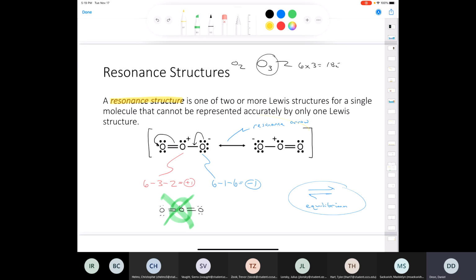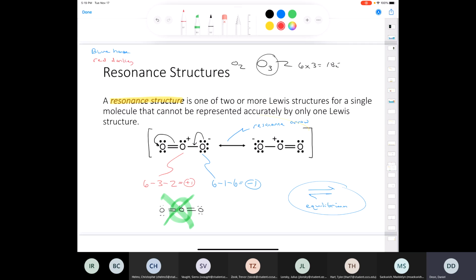Now, there are lots of different illustrations that chemistry teachers use to explain resonance structures. One that I've heard many times, which I think is not a bad one, is let's say you have a blue horse, and a red donkey. Well, a horse and a donkey can mate.